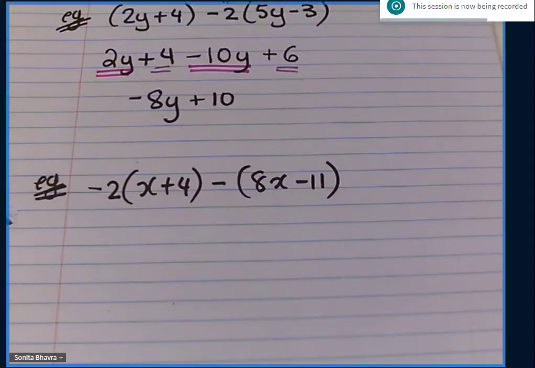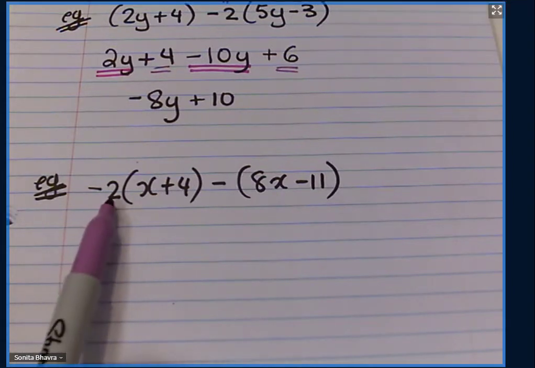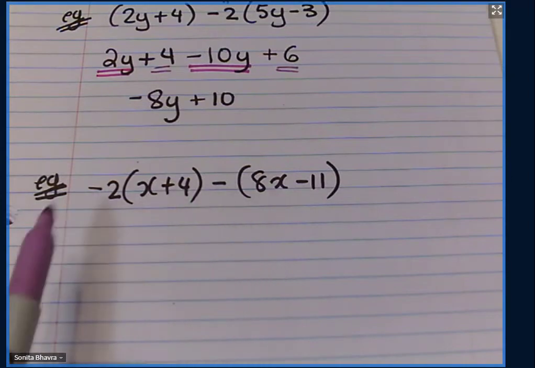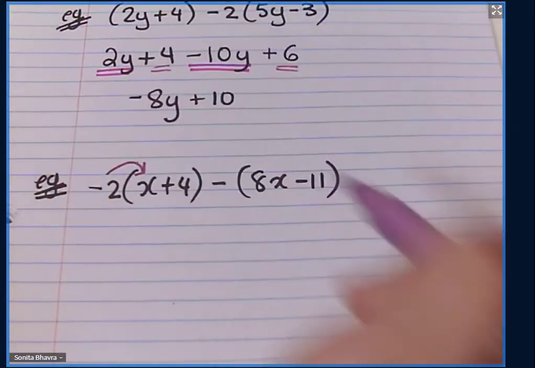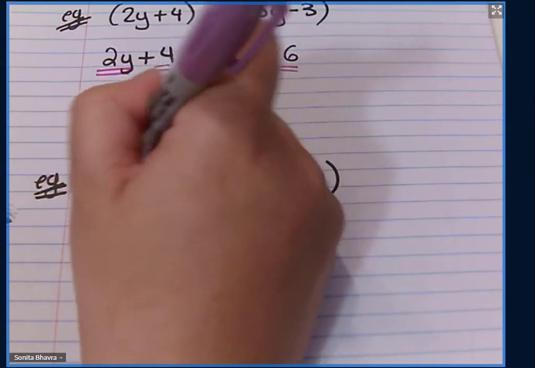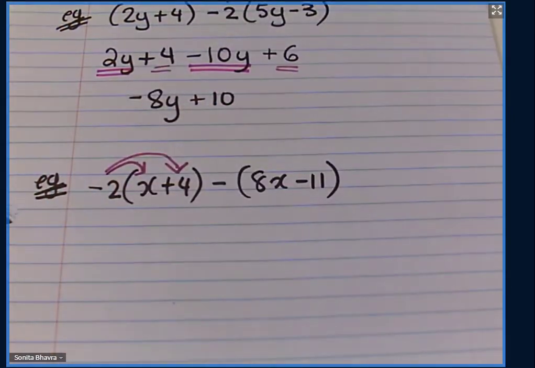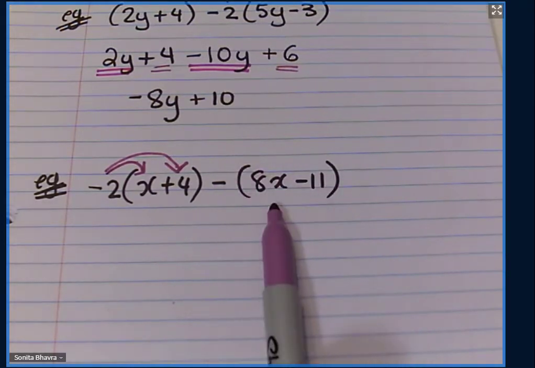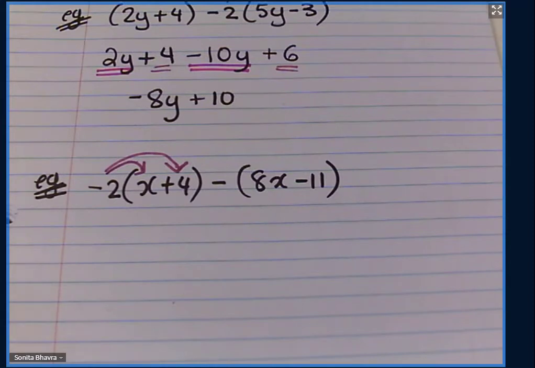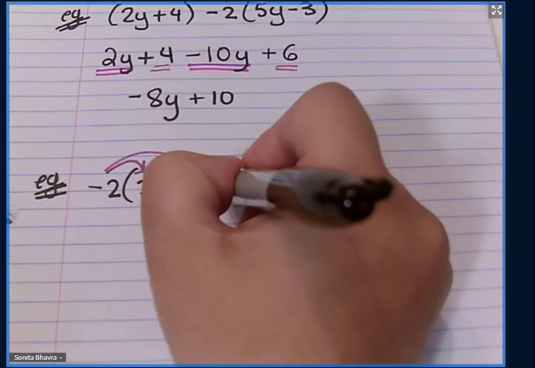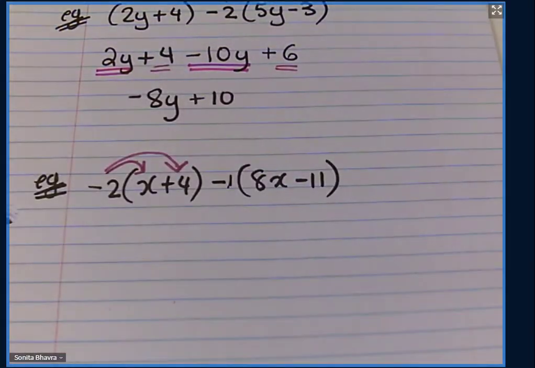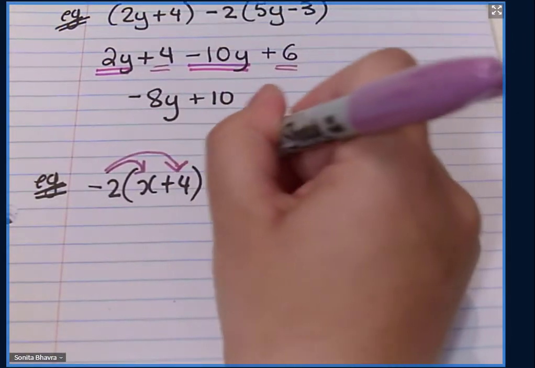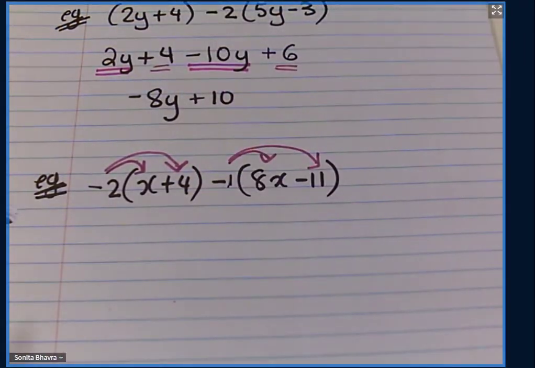All right, so the first bracket here, we have a negative 2 in front of it, so we do have to apply that negative 2 to everything inside that bracket. So we have to multiply this negative 2 with the x, and we have to multiply that negative 2 with that positive 4. This negative sign changes everything inside the second bracket, but you can also think of it as a negative 1. If you think of it as a negative 1, it's going to change the signs of everything inside as well.